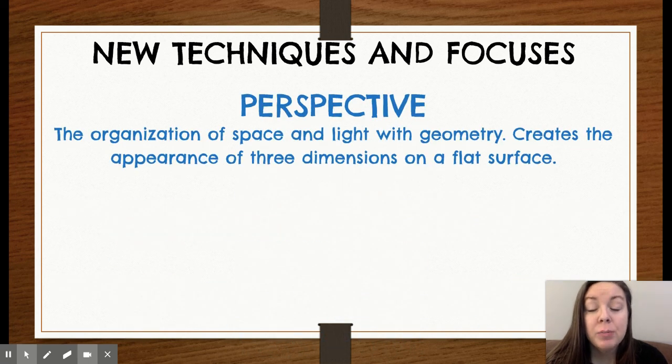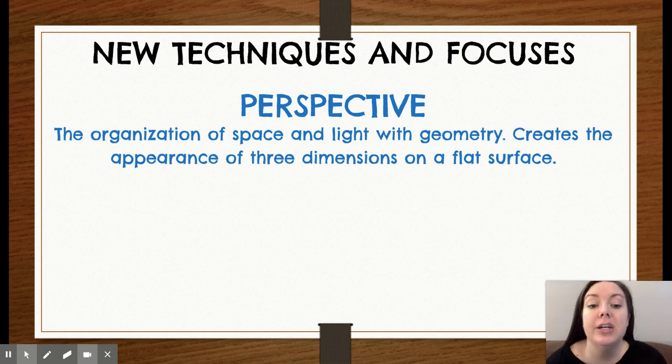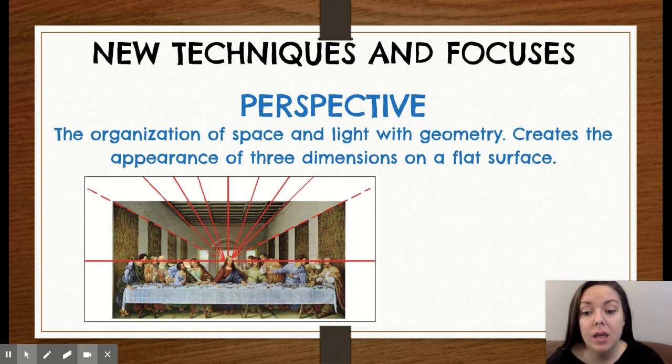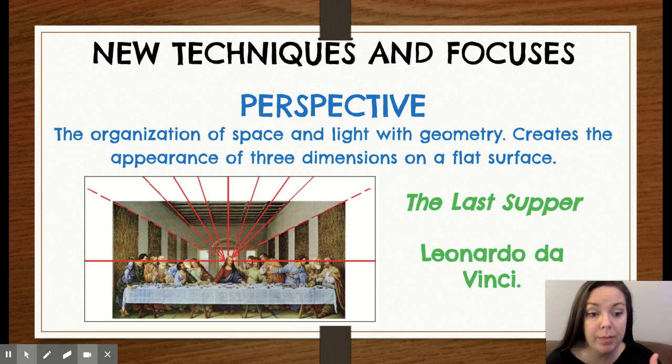Other new techniques were perspective. This seems super obvious to us now, but this really didn't exist before the Renaissance. This is the organization of space and light with geometry. It creates the appearance of three dimensions on a flat surface. If you look, this is the Last Supper painting by Leonardo da Vinci. You can see the three dimensions in the painting. You can see that there is space behind the people at that table.